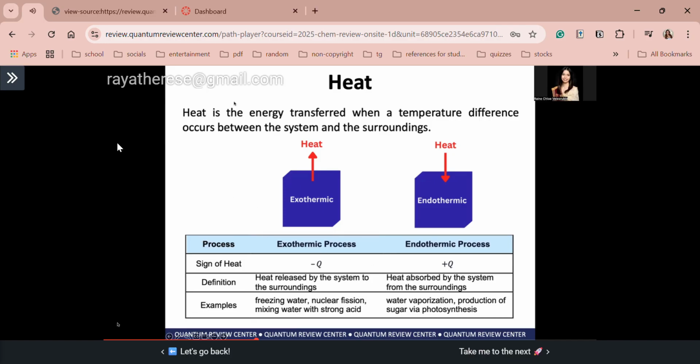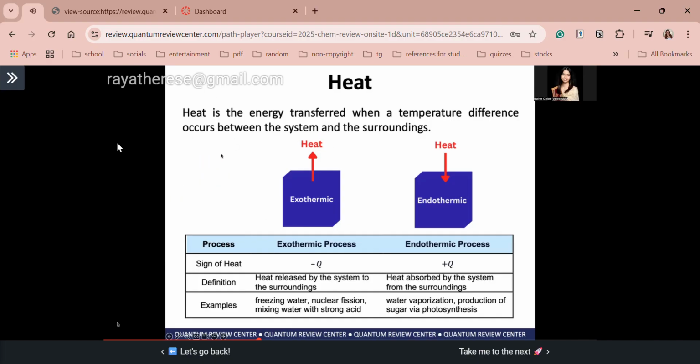So guys, how is heat being transferred? It is through conduction, convection, and radiation. Recall guys, conduction refers to the direct contact between two bodies for heat to be transferred. Convection naman is the heat transfer through fluid, for example, from hot liquid to cold liquid. So pwede rin through air, okay? And lastly, radiation. So when heat is being radiated.